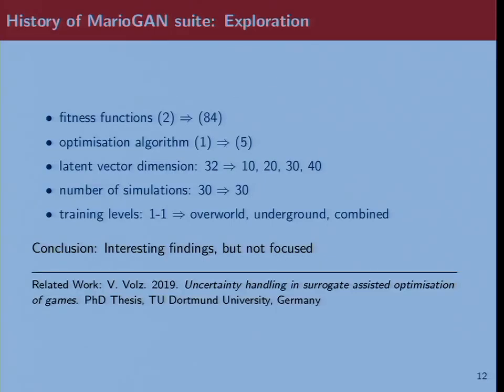We previously trained only on level 1.1, but then I added all the overworld levels separately, the underground levels, and both of them combined. And we put level segments together, so there are huge variations, 84 functions, a lot of functions, lots of time running these things. I added, yes?